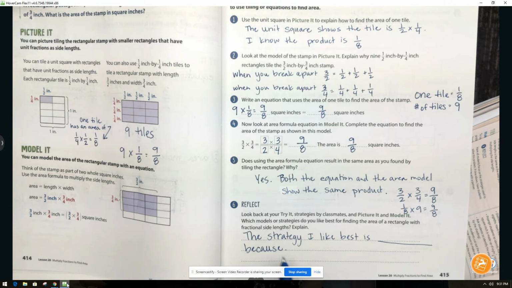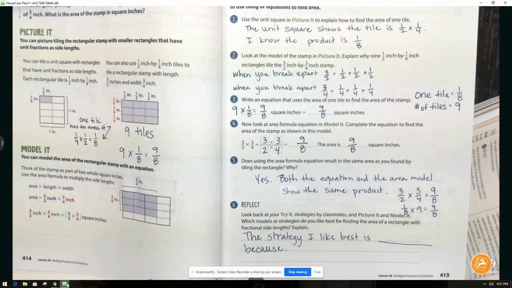So now, looking back, we want to figure out which strategy we probably prefer the most. So we have 3 strategies that we've learned. We've learned tiling, we've learned area models, and we've learned equations. So which strategy is your best strategy? Tiling, area models, or equations? Go ahead and fill in your best strategy and tell me why you like it the best. Pause the video. When you're done, you can go to page 416 for us to do a little practice.